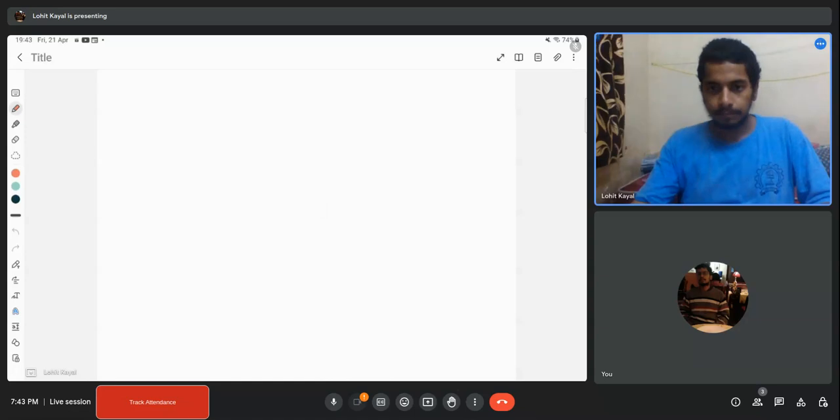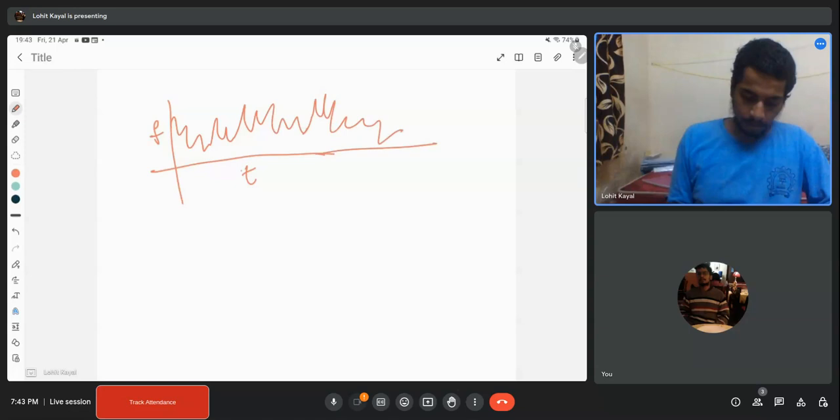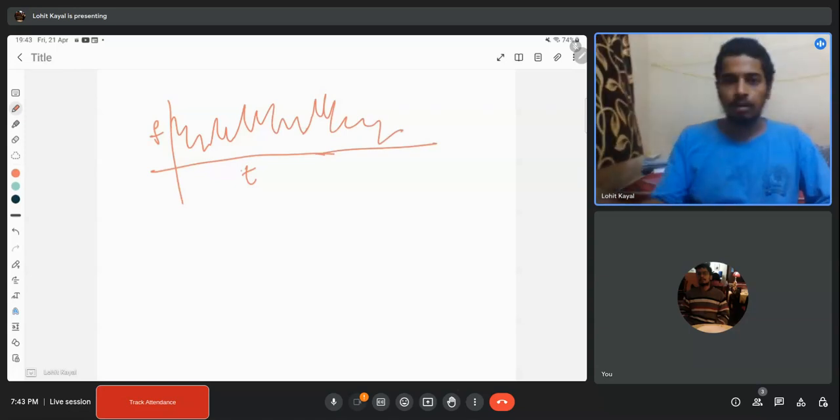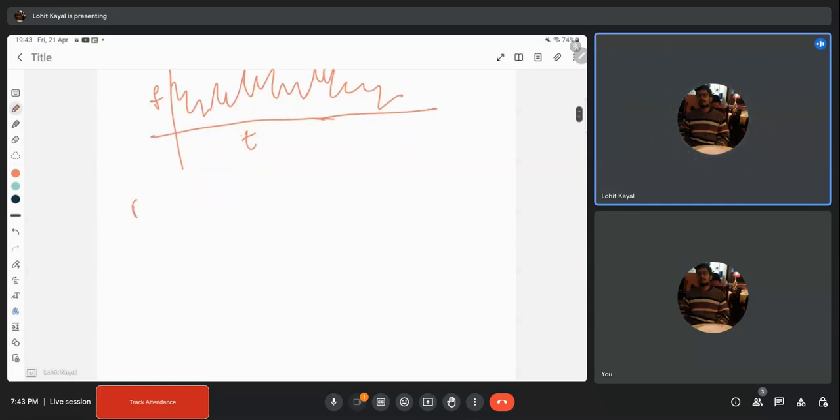Suppose you have some data signal like this. Suppose this is your f of t. You are now told to find a frequency. So how to do that? One application is the Fourier transform.